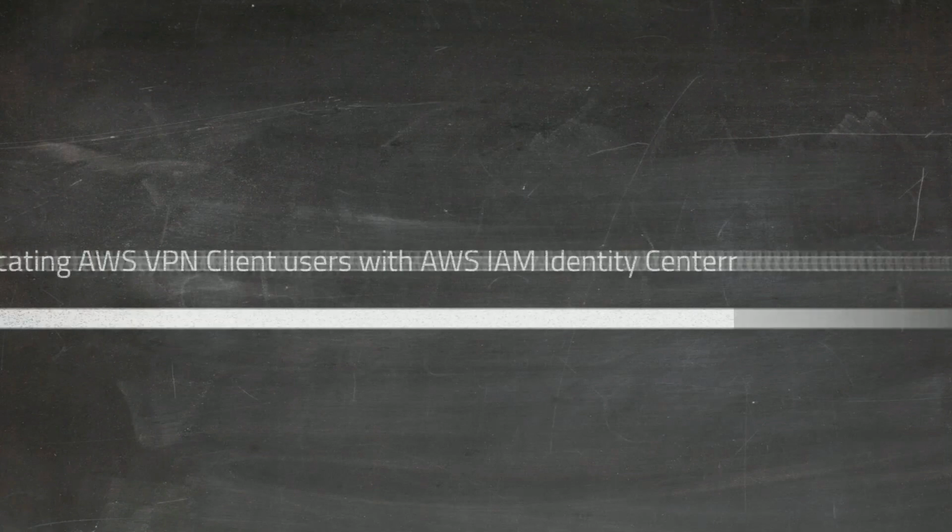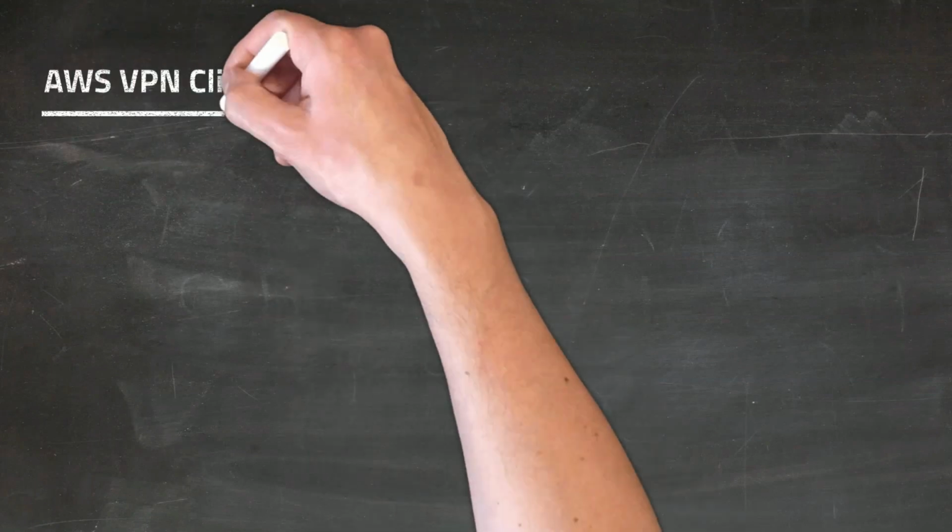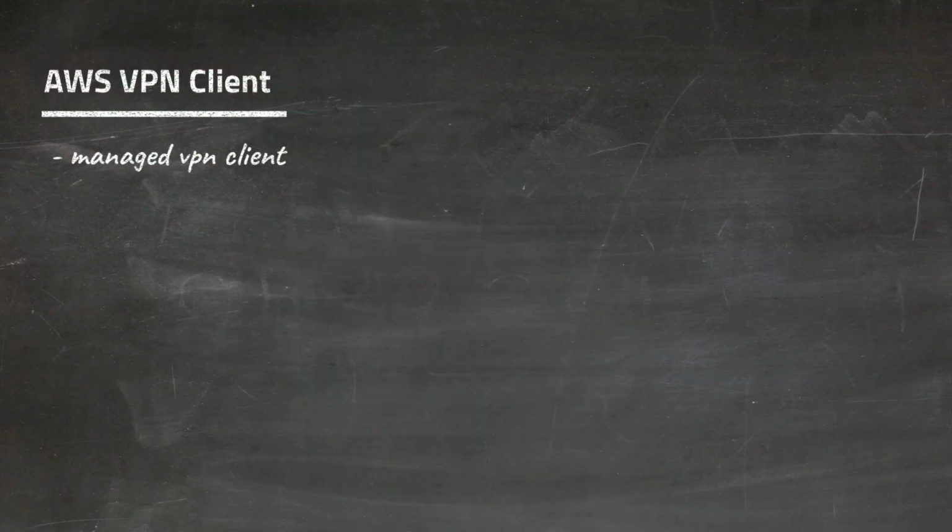All right, so what is AWS VPN client? Basically, it is a managed client-based VPN service that allows us to securely access our AWS resources and our on-premise network. With this client VPN, we can access our resources from anywhere using an OpenVPN-based VPN client, right?